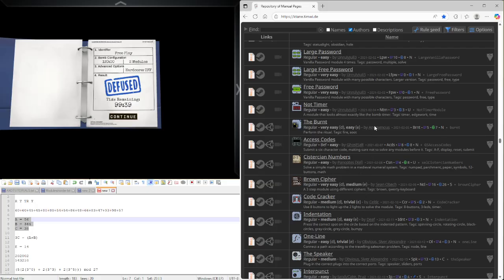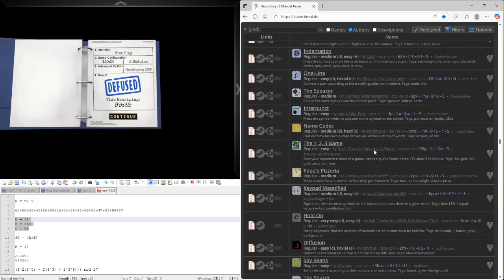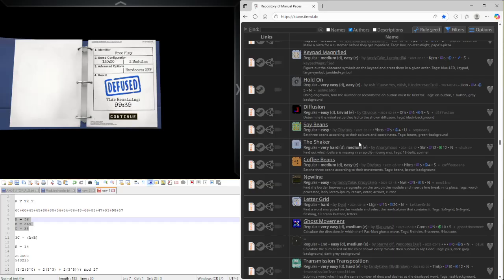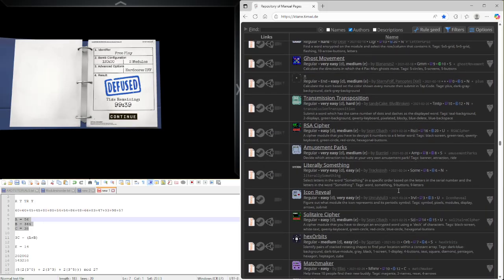We're finally getting to one of the colour ciphers soon. Access codes is an interesting one. Just looking forward to some of these. The Shaker I've never done before, and apparently it's a weird one. Looking forward to RSA and Solitaire Cipher. There's some of the ones I've been looking forward to, because some of my favourite Cipher ones from a while ago.